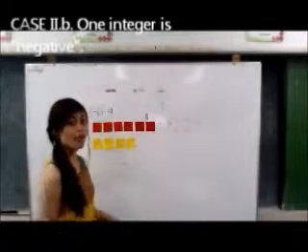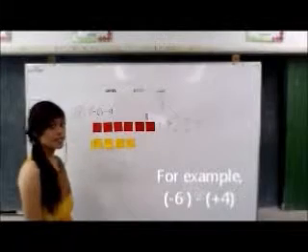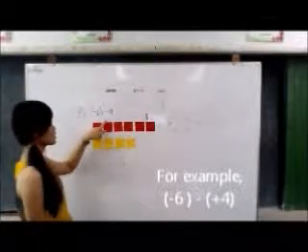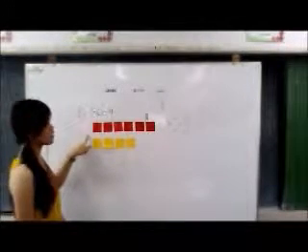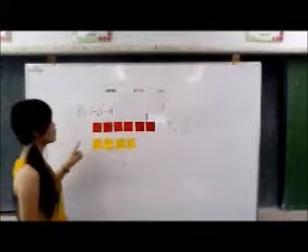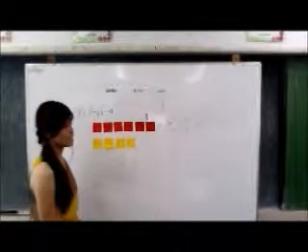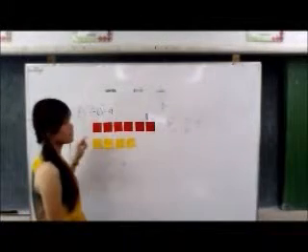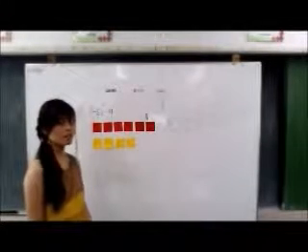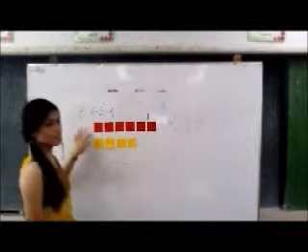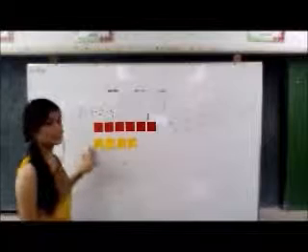Another case is when one integer is negative and the other integer is positive. For example, negative 6 minus positive 4. We represent negative 6 as 6 unit red tiles, while 4 is represented as 4 unit positive yellow tiles. Just remember always that red tiles represent 1 unit negative tiles and yellow tiles represent 1 unit positive tiles. So it will become negative 6 unit red tiles and positive 4 unit yellow tiles.